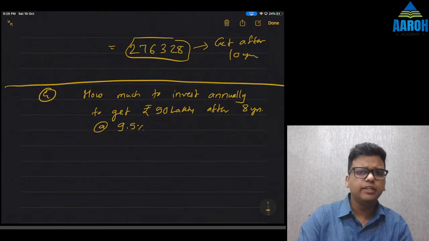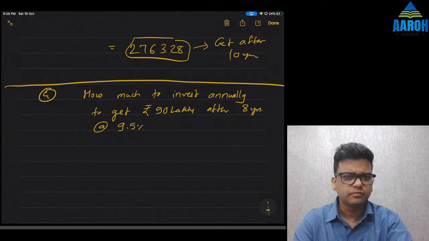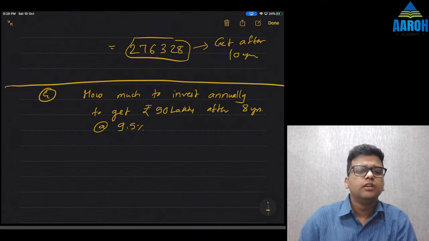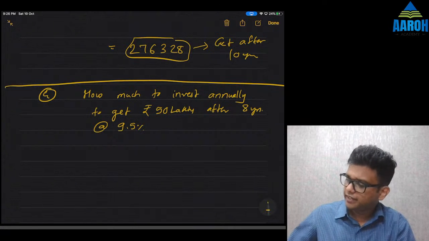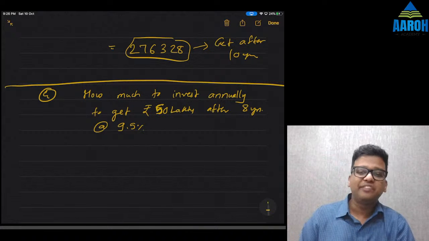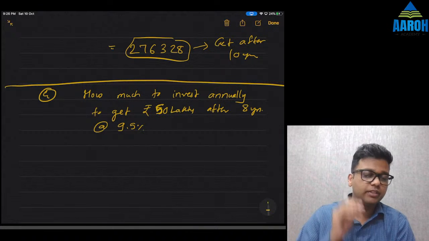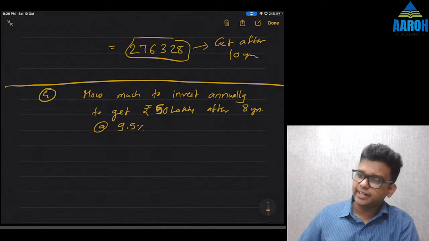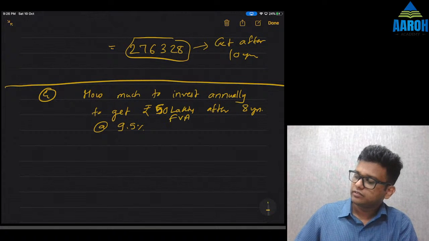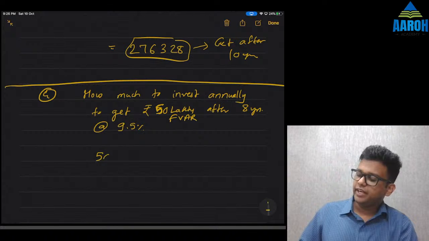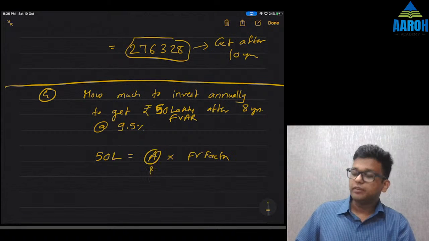How much to invest annually to get rupees 50 lakhs? This is 50, not 90. 50 lakhs after 8 years at 9.5%. That means 50 lakhs after 8 years, so this is FVAR. We know the formula of FVAR: annuity amount into future value factor. Right? This is what we have to find.